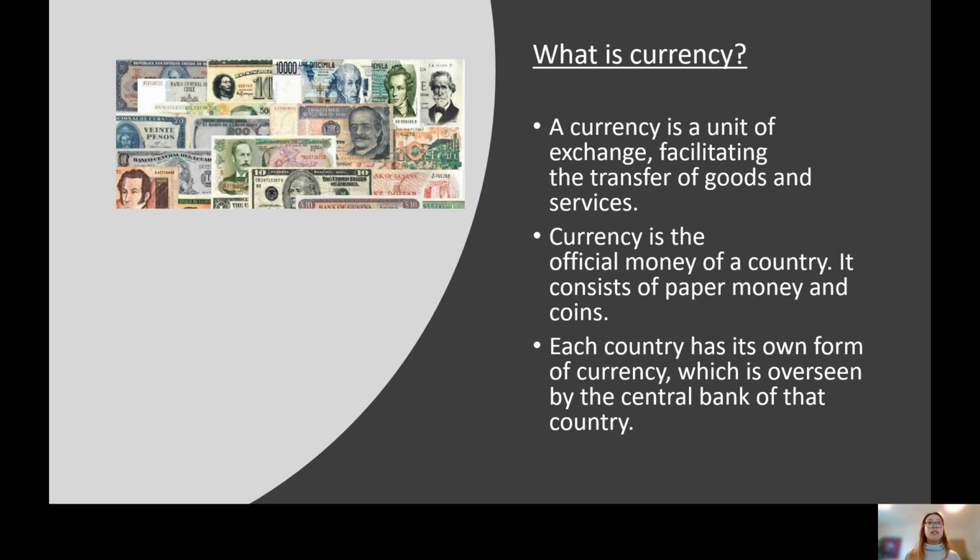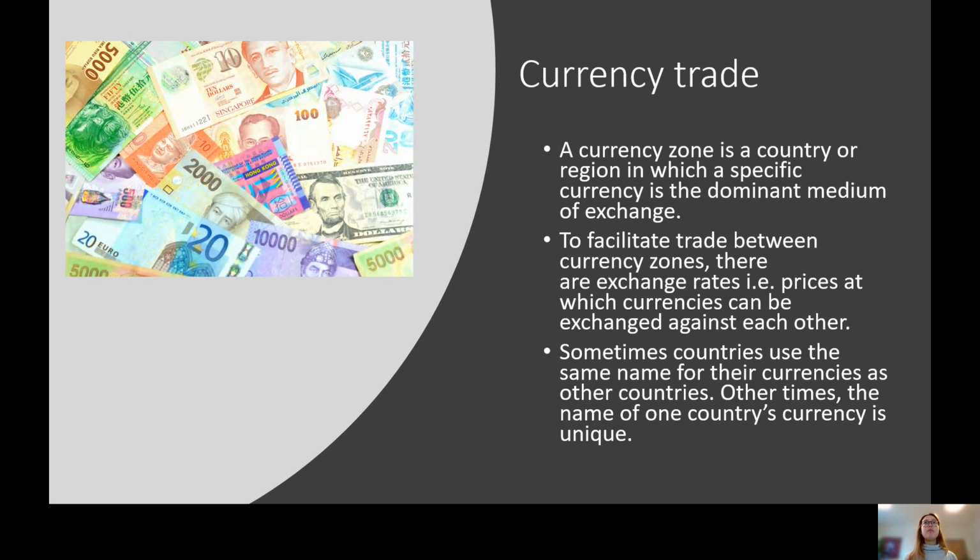Each country has its own form of currency, which is overseen by the central bank of that country. So every country has its own main central bank that manages the supply and the printing of that money. Each country will have lots and lots of different commercial retail banks like HSBC, NatWest, Barclays, but each country will only have one central bank managing that currency.